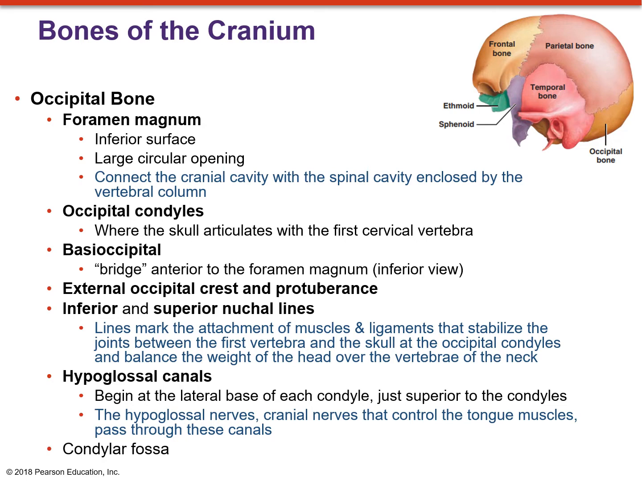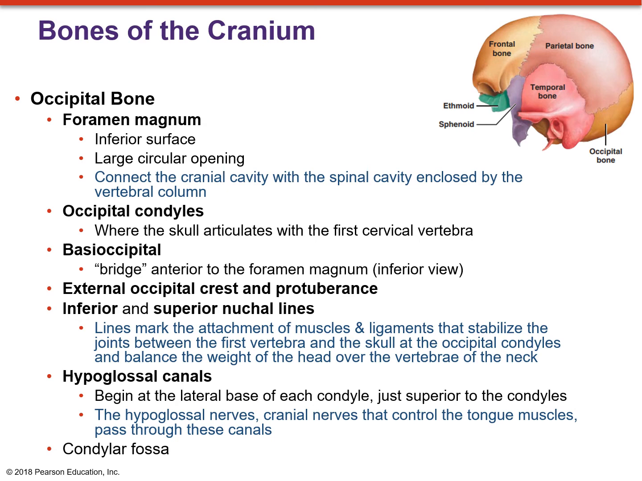We have that occipital condyles, and they're going to be on the inferior portion of the skull and the inferior portion of that occipital bone. This is going to be where the skull actually articulates with the first cervical vertebrae. Okay.